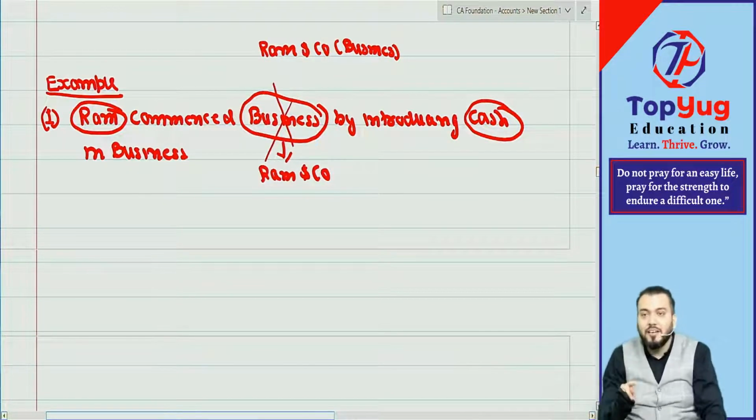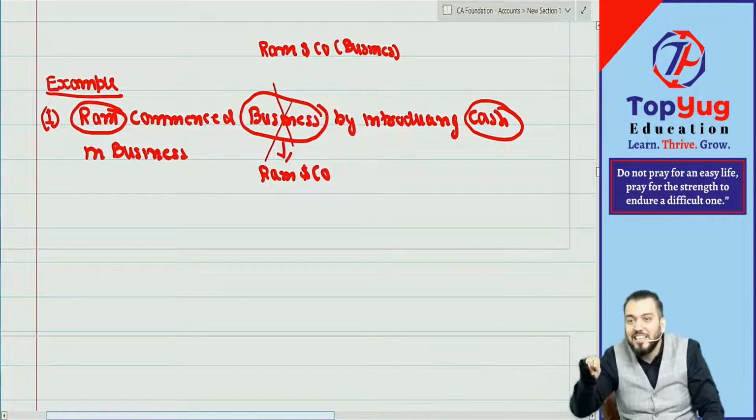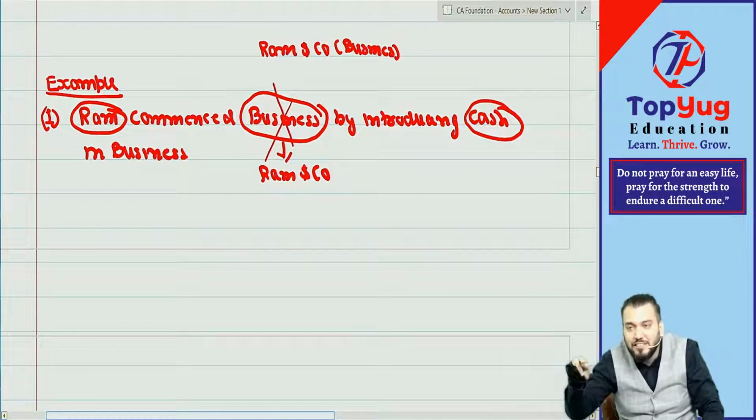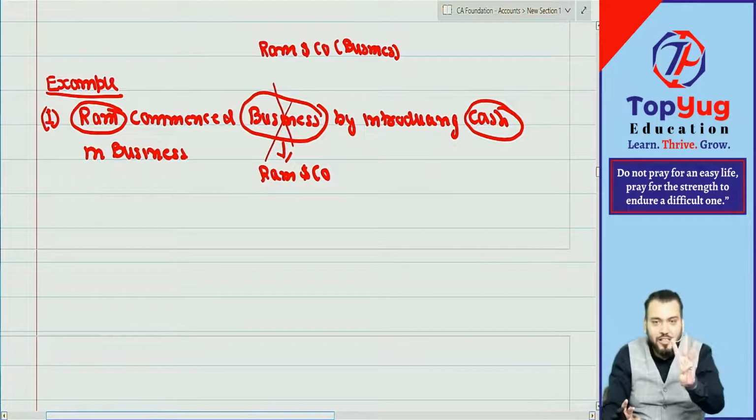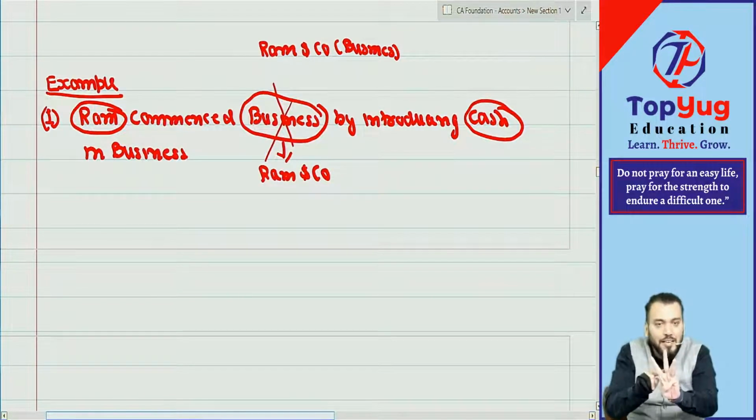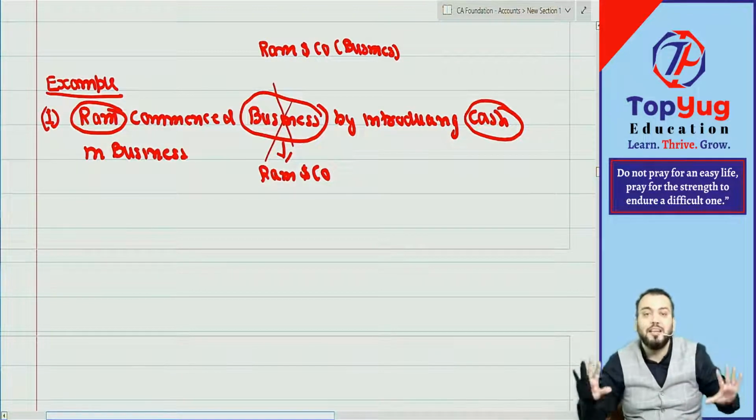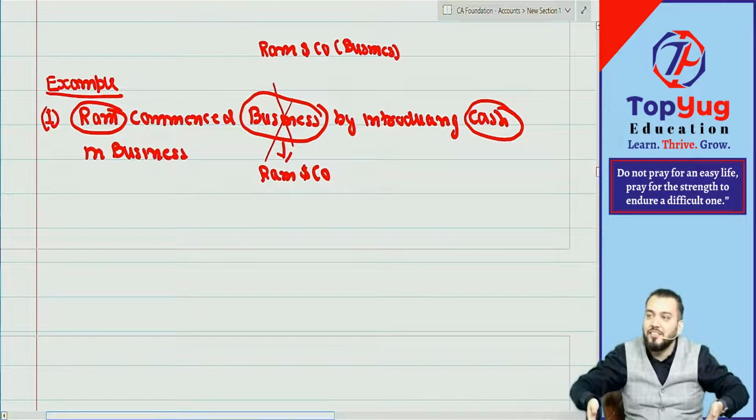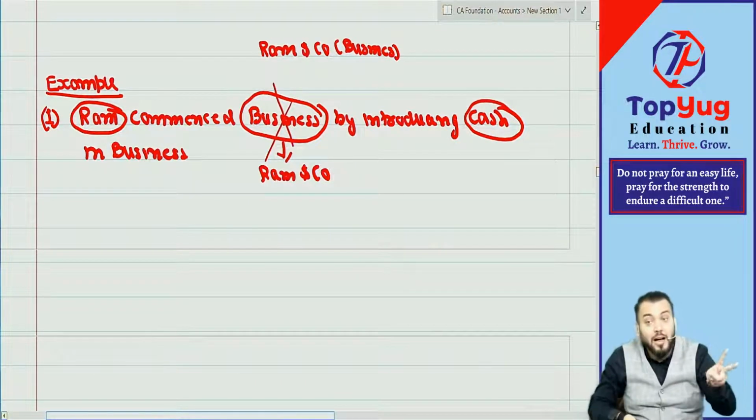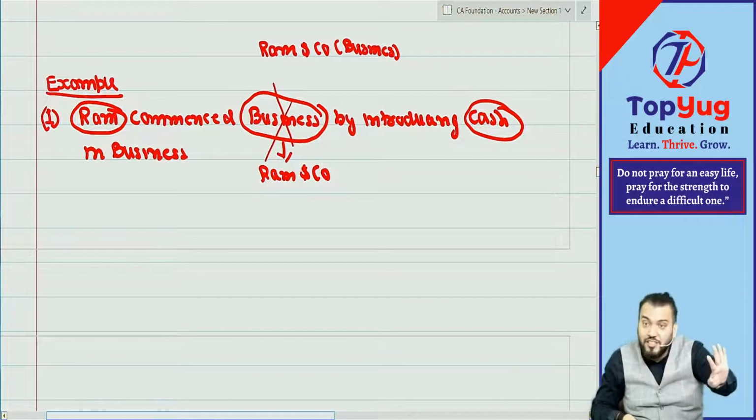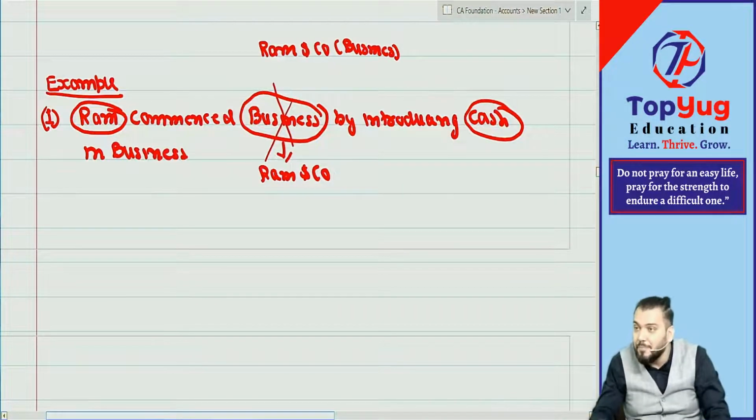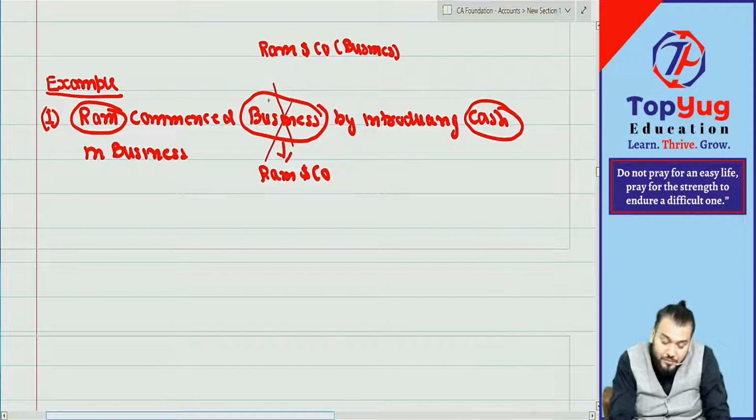Ram commences a business with a trade name Ram and Company by introducing cash. Now you can change the example. So there are three aspects now: Ram, Company and cash. I said we need to identify two, so one aspect needs to be ignored. In Ram and Company, we will never have a Ram and Company account. In our balance sheet, we will not have our own account. So Ram and Company are two different persons, as per the separate entity concept. In Ram and Company, we can have a Ram account, but not a Ram and Company account.